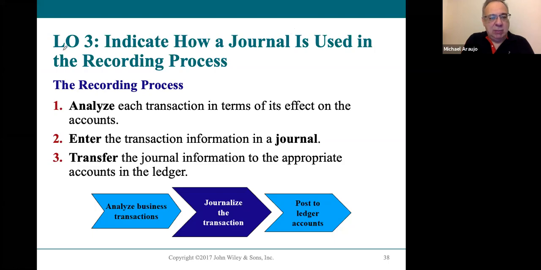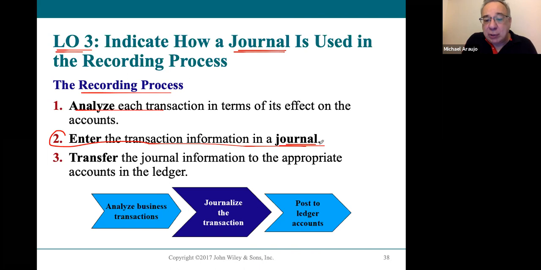Okay, so welcome to Learning Objective 3. Learning Objective 3 is actually doing the accounting. The very first place we record accounting events is the journal. So the journal is the very first place that accounting takes place in terms of the recording process. You've already been through analyzing transactions. You already know what accounts are affected and how they were affected. Well, once you've analyzed that, we're on step 2. We're going to be entering that information directly in the journal.